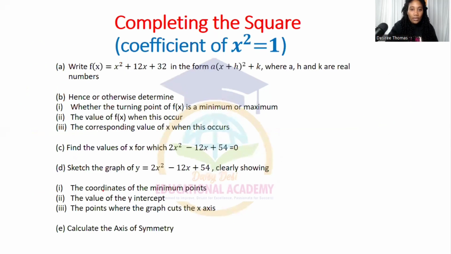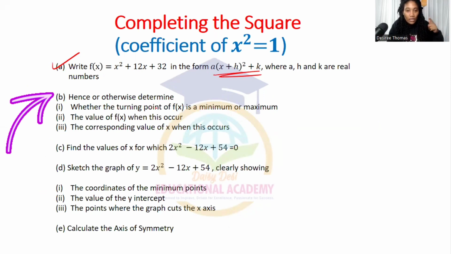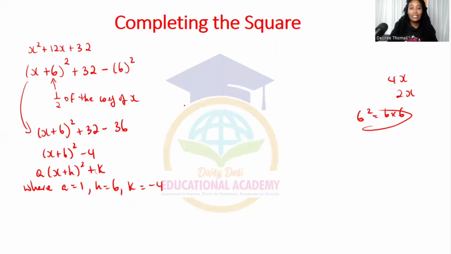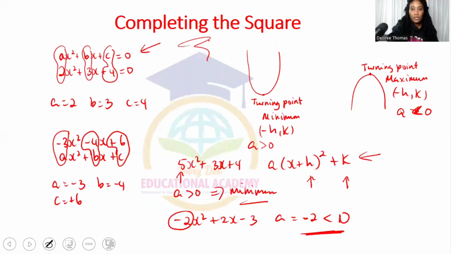Let's see what else the question asks us to do. We just did the first one, so we wrote it in this form, which is to complete the square. The second one: hence or otherwise, determine the turning point of f of x. Determining the turning point of f of x is a minimum or maximum. So they basically want us to determine if the turning point of f of x is a minimum or maximum. There's a little typo there. Back to our first note: if a is greater than 0 it is a minimum, if a is less than 0 it is a maximum.